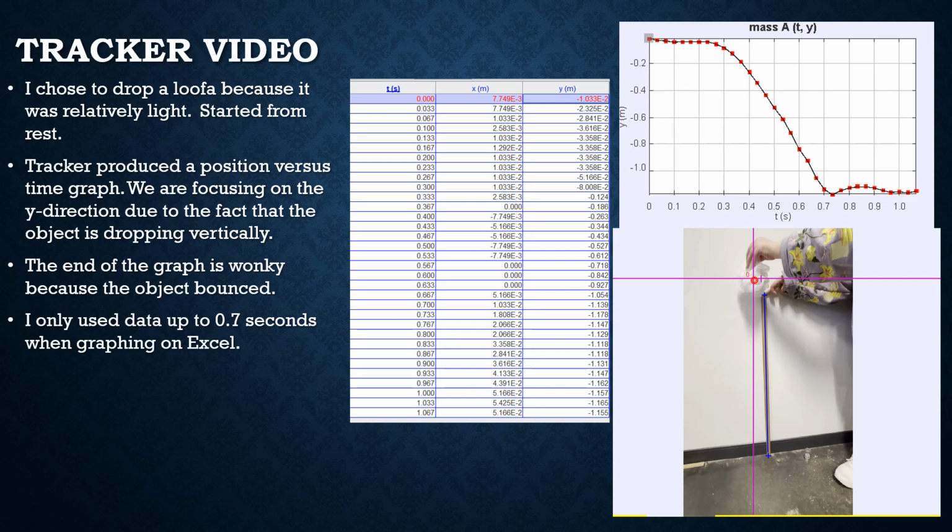All right, Tracker video. I chose to drop a loofah because it was relatively light. It started from rest, as you can see on my axes. Tracker produced a position versus time graph, and we are focusing on the y direction because it is dropping vertically, so we're not going to worry about x. The end of my graph up there is a bit wonky because when it dropped, it bounced a bit, and I'm not counting that because that doesn't really matter. It starts from rest, and I only use data up to 0.7 seconds when graphing on Excel.